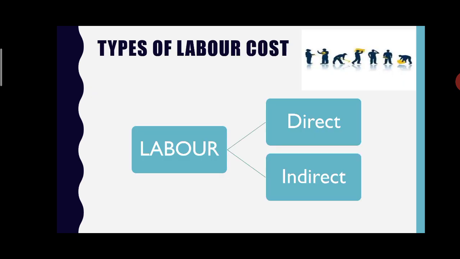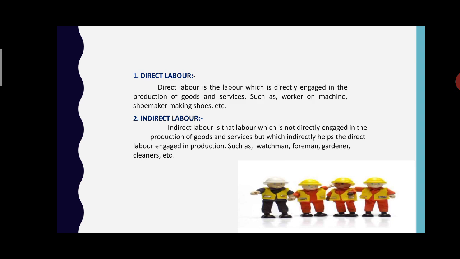So next we have types of labor cost. Labor cost is classified into two important classifications. The first one is direct labor cost and the second one is indirect labor cost. Let us see what direct labor cost is. Direct labor is the labor which is directly engaged in the production of goods and services, such as workers on machines, shoemakers in machine shoemaking. So these are direct laborers.